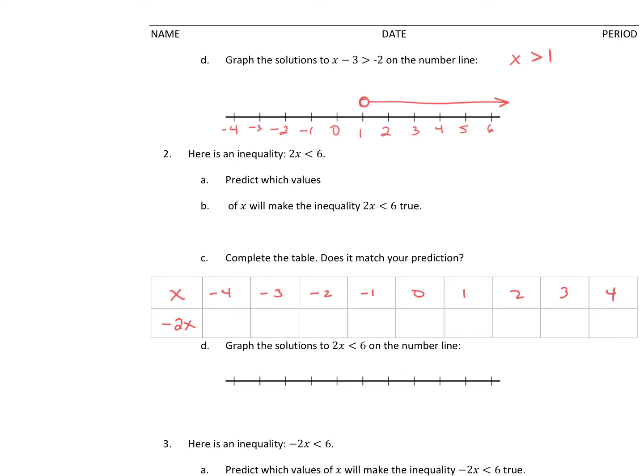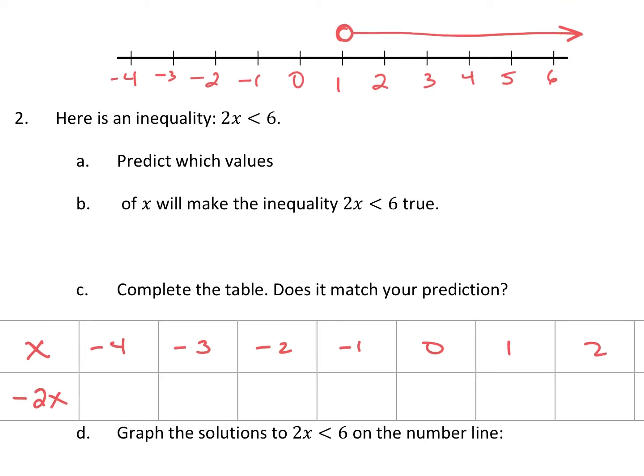All right, so what values of x will make this true? So again, I know I need to think about 2x. What do I need to multiply by 2 so I end up with 6? Well, I know 2 times 3 is 6. So that will tell me if I'm exactly at 6. So if I multiply by numbers less than 3, so for example 2, that will provide me numbers less than 6. So I know I'm going to be looking at numbers that are less than 3.